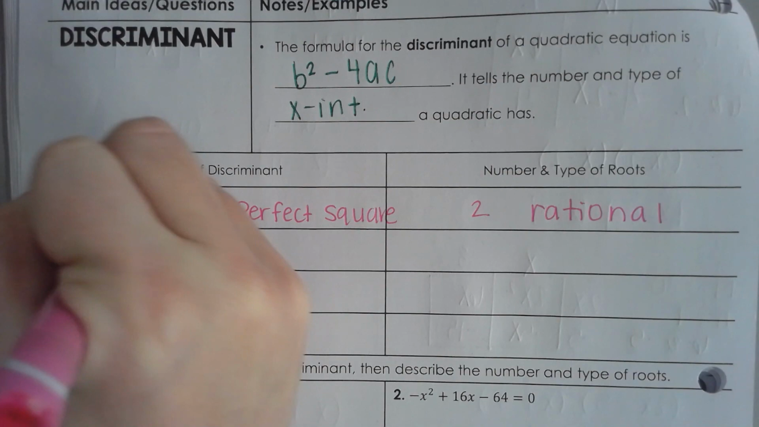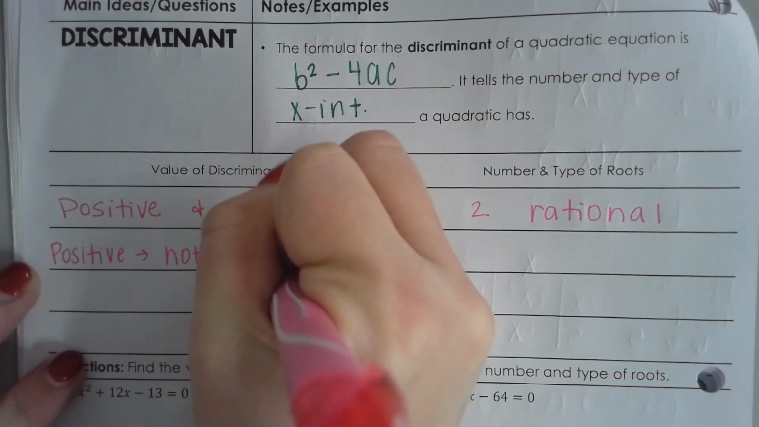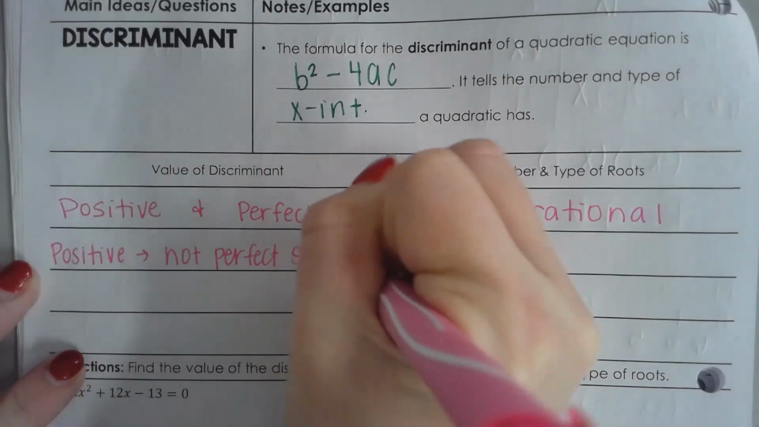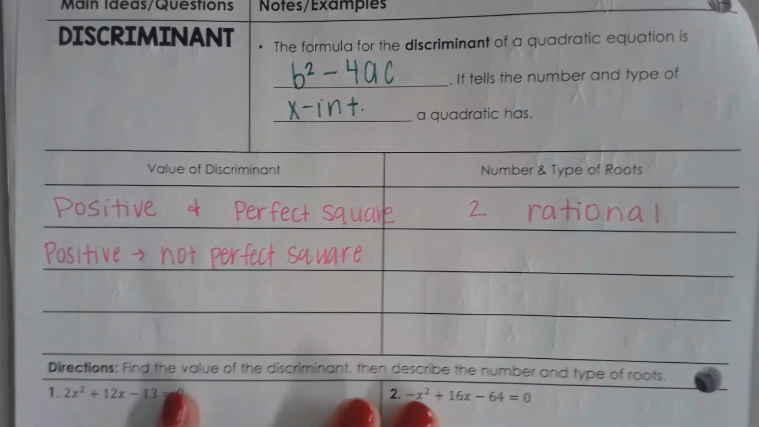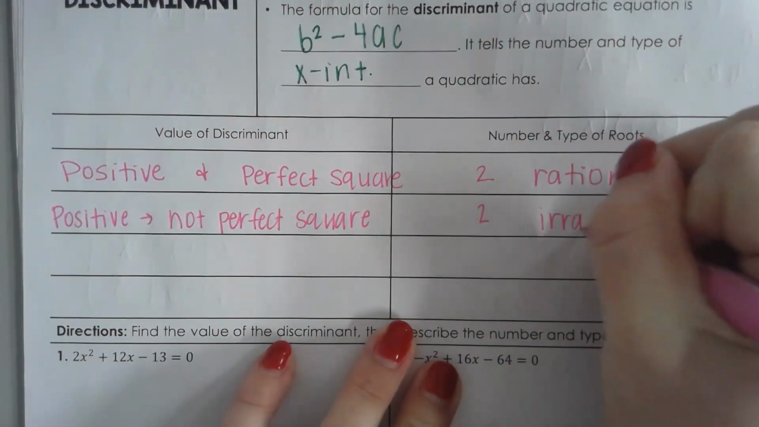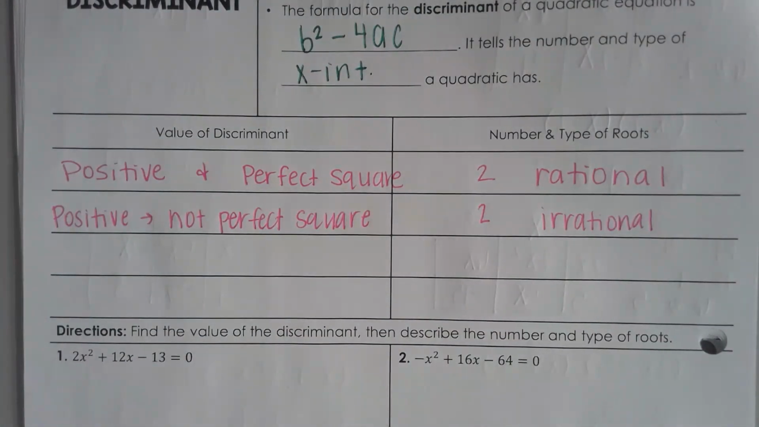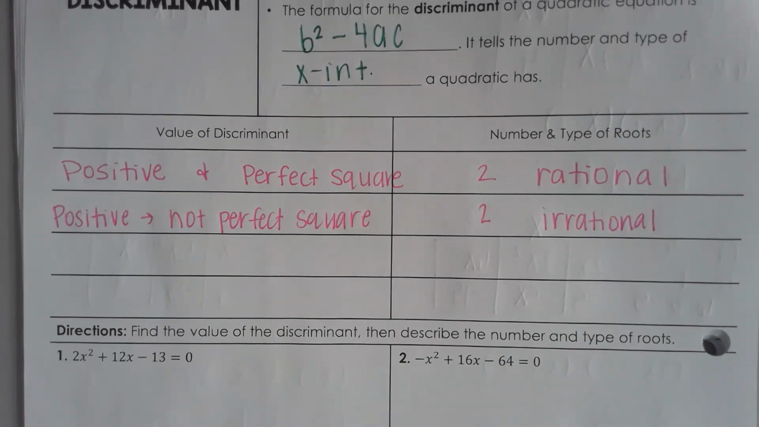But if it's not a perfect square, we still have two x-intercepts, but they're going to be irrational. Because if you are left with something, and we're going to get into a formula, and I'll kind of make a connection here. But if you do your discriminant and it's not a perfect square, that means that your x-intercepts are going to have a square root.